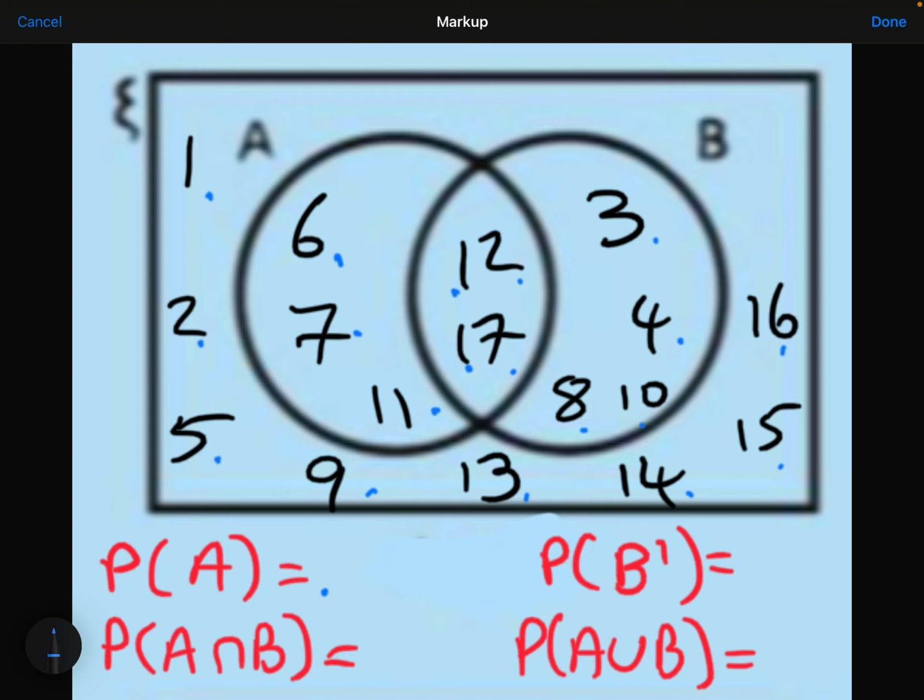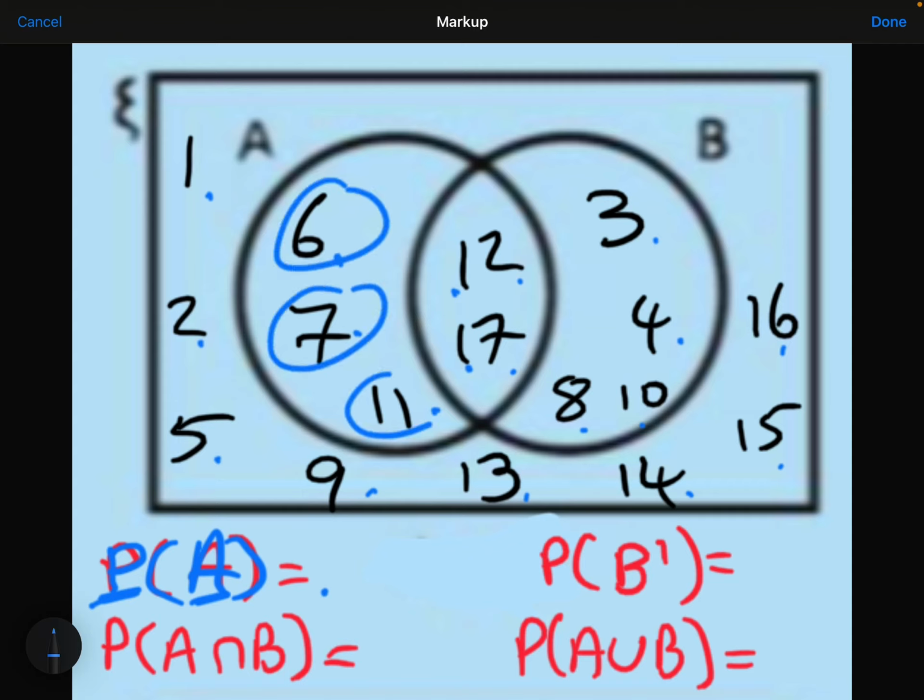Here I'm asked to work out, if I was to pick one of these numbers, what's the probability that it would be in A? That's what this P bracket means. It means the probability that it's in category A. Well, we can see there are 5 numbers: 1, 2, 3, 4, 5. There are 5 numbers in category A out of 17 in total. So that's the probability that if I were to pick one of these numbers at random, it would be in category A.